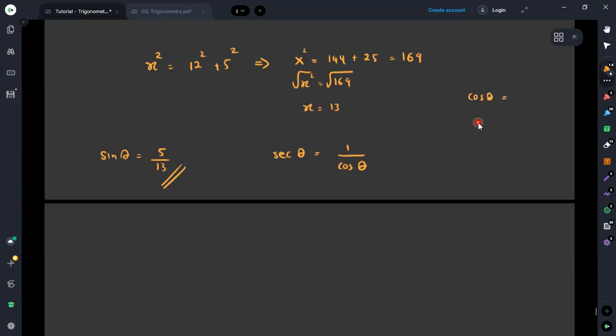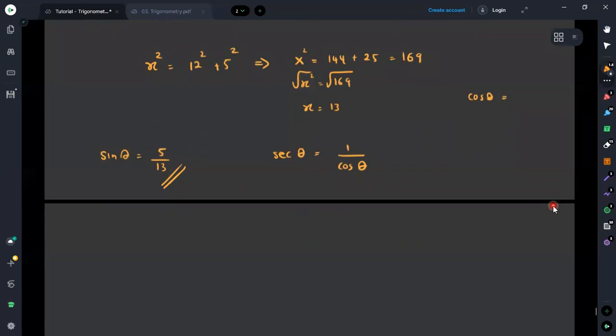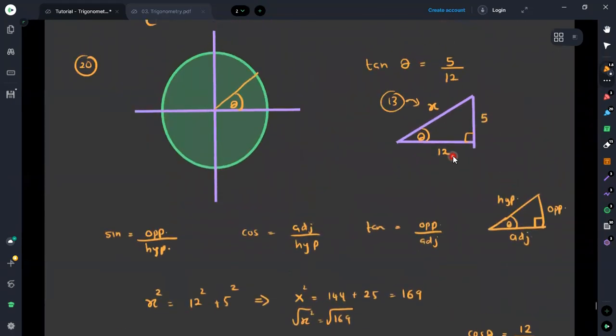It is equal to the adjacent side divided by the hypotenuse. Then it would be equal to 12 divided by 13. Then sec theta equals 1 over 12 over 13, which equals 13 divided by 12. Therefore, this is how we are performing the calculation on the trigonometric ratios as well.